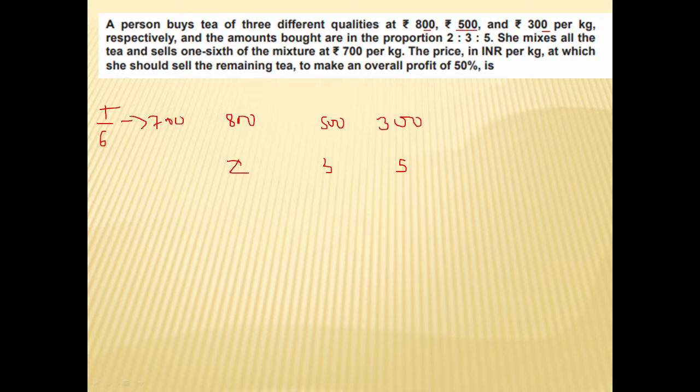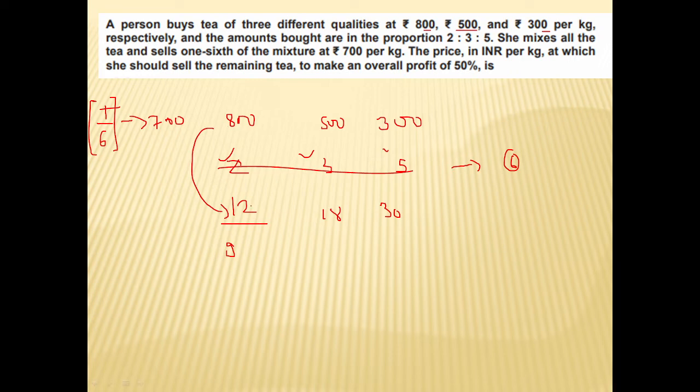See, as soon as you read this, that you have to do 1/6 of the total, immediately you should take this as a multiple of 6. Total amount to be a multiple of 6. For a multiple of 6, multiply every proportion by 6. So this will be 12, this will be 6 3 18, this will be 6 5 30.